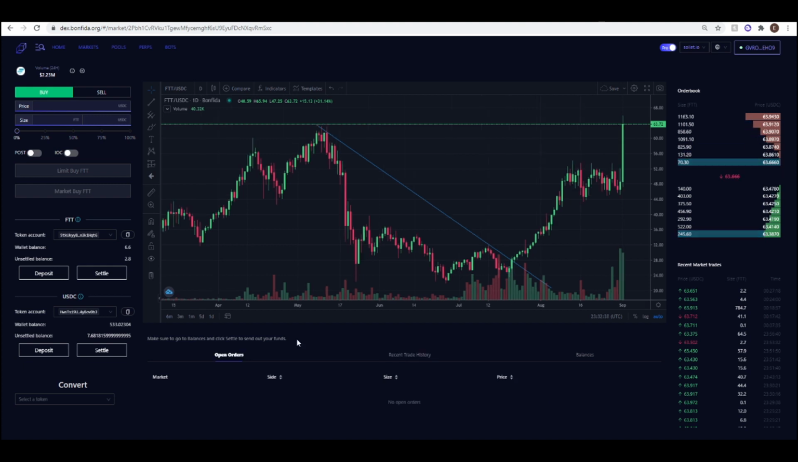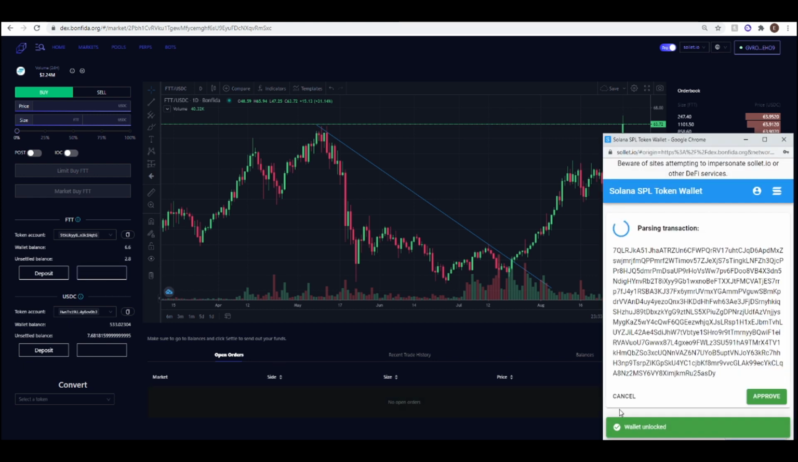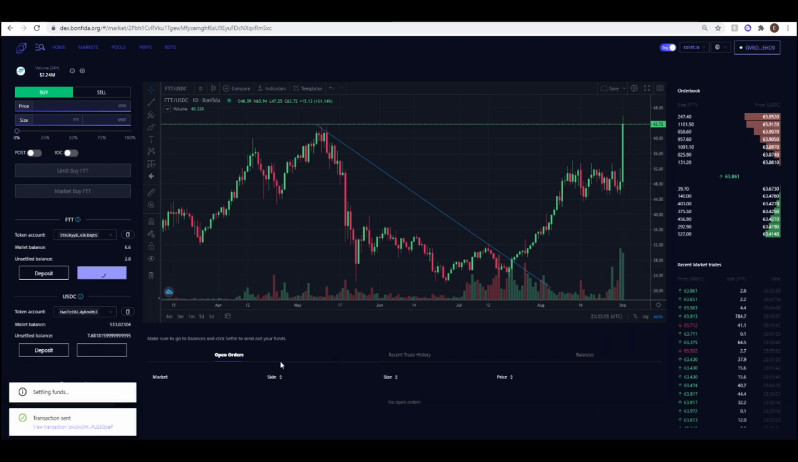And now the next part that we need to do is get the money off of Bonfida and back into our wallet. So how do we do that? Well, we go over here, it says FTT, and it says wallet balance and unsettled balance. So in my wallet, I have 6.6 FTT, and this is the unsettled balance. This is what I just bought, and it's currently sitting on Bonfida. So what I'm going to do is press settle, and then I'm going to press approve.